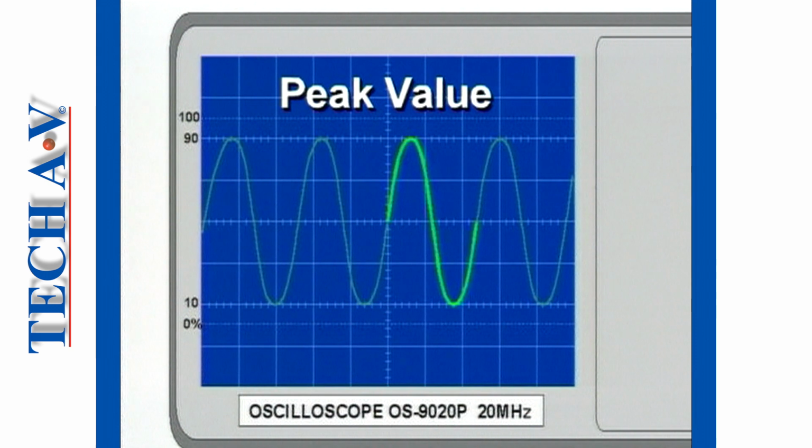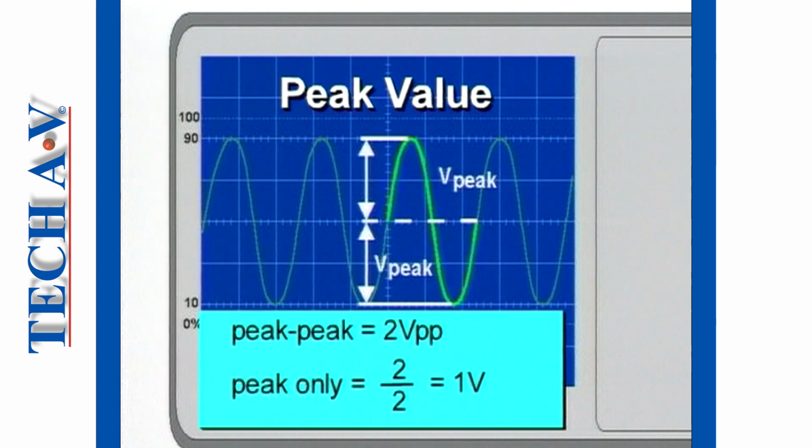It is sometimes necessary to express the voltage of a sine wave as a peak-only value. This is done by dividing the peak-to-peak value by 2. This means that the peak value will be half the amplitude of the peak-to-peak voltage. Usually, a sine wave is symmetrical, which allows us to divide the peak-to-peak value by 2, or measure the amplitude of either the positive or negative peak to establish the peak value. In this example, the peak value is 1 volt.